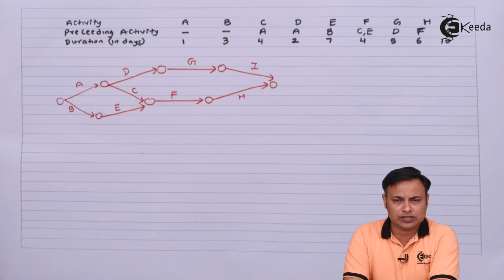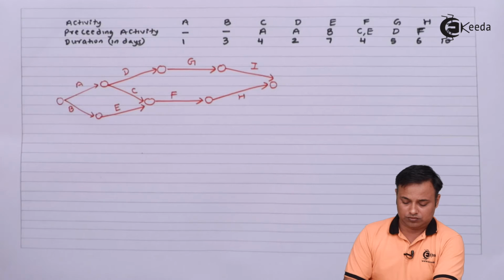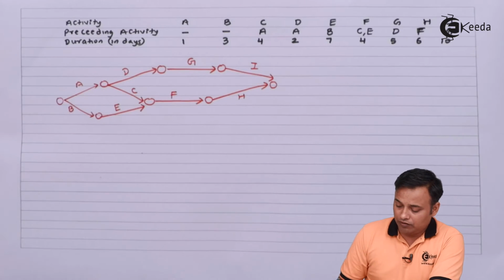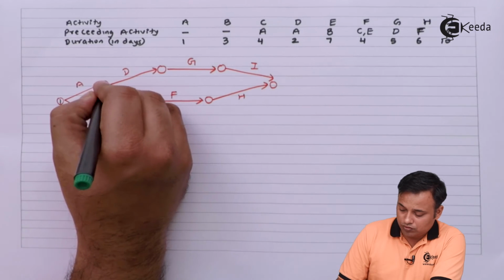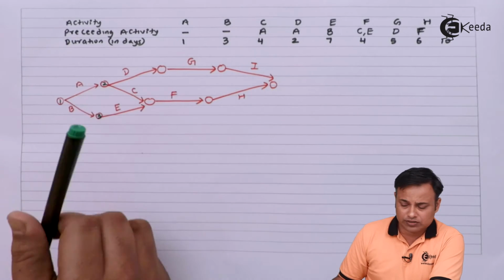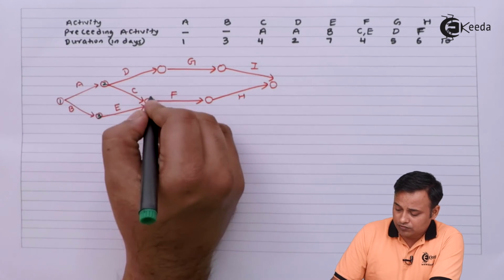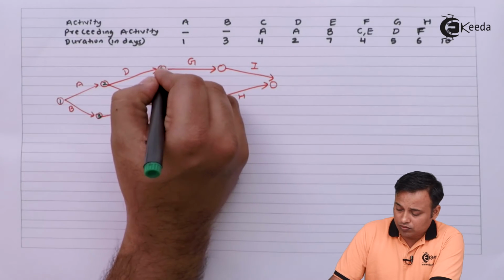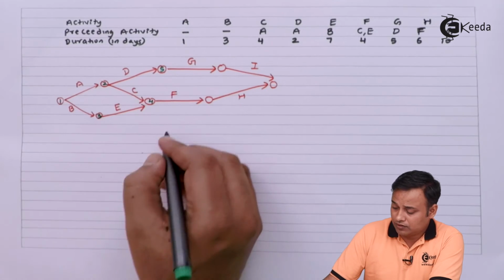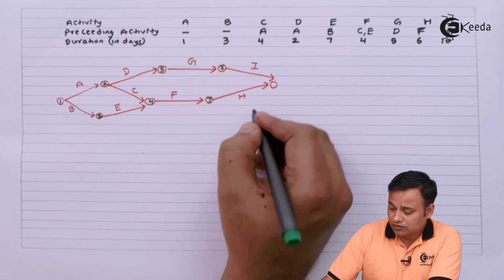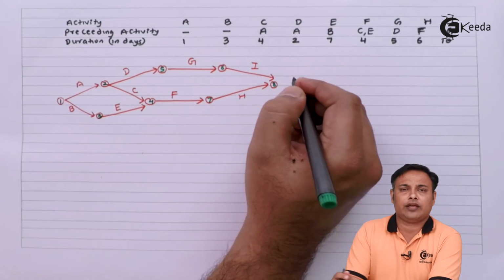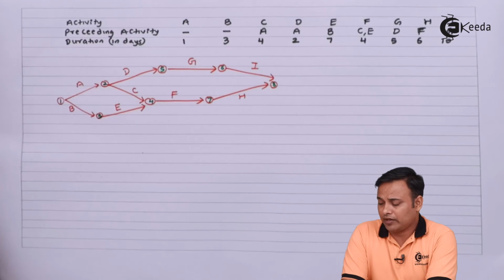Now I'll put down the numbers against the nodes. Numbers shall be 1, 2, 3. आप उल्टा भी लिख सकते हो 2 and 3, 4, 5, 6, 7 and 8. So this is my network diagram.